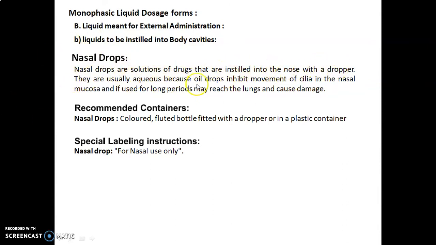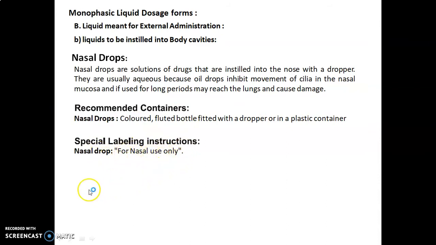They are usually aqueous because oil drops inhibit the movement of cilia in the nasal mucosa, and if used for long periods, they may reach the lungs and cause damage. Recommended containers for nasal drops are a colored fluted bottle fitted with a dropper, or a plastic container. Special labeling instruction for nasal drops is: for nasal use only.